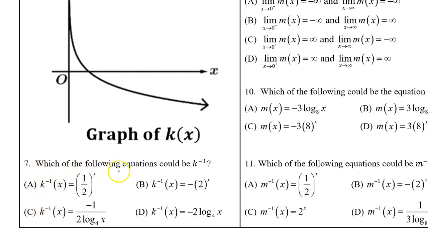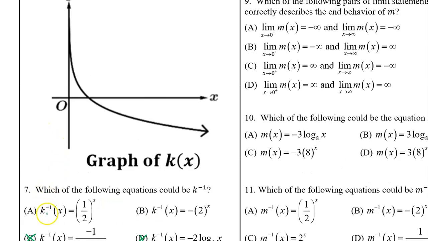Number 7, which of the following equations could be k inverse? The inverse of a log function is an exponential function. So for starters, we're looking for only exponential functions. So it's not going to be C or D. I think the easiest way to choose between A and B is to make a quick sketch of the reflection of this over the line y equals x. Let's sketch the exponential function that corresponds with this.